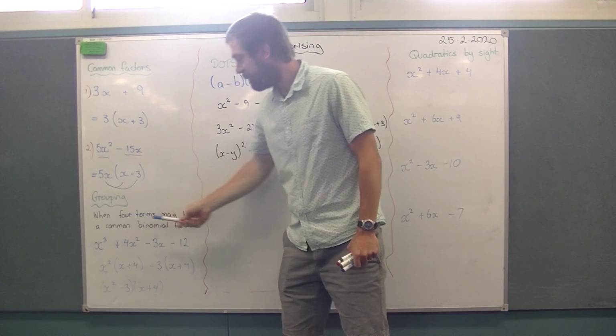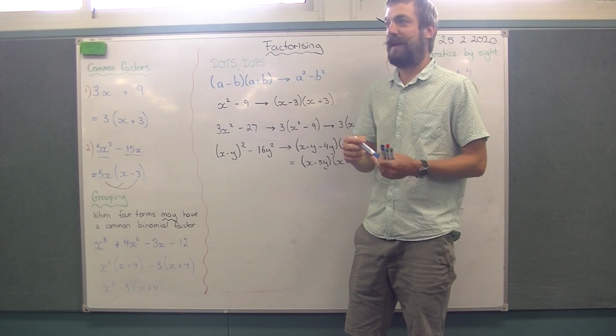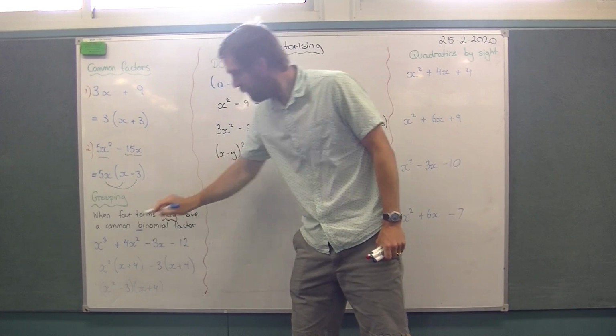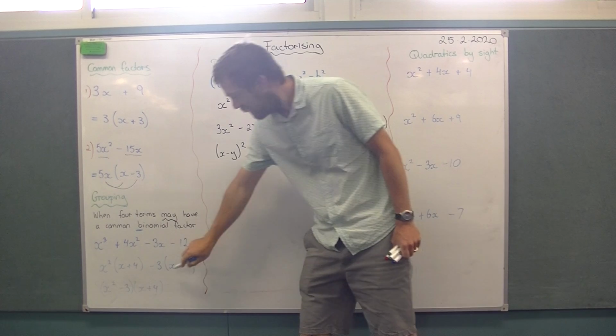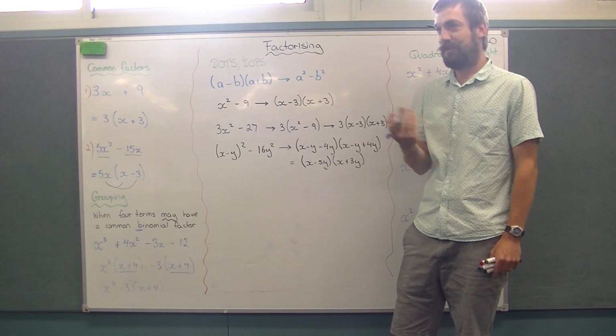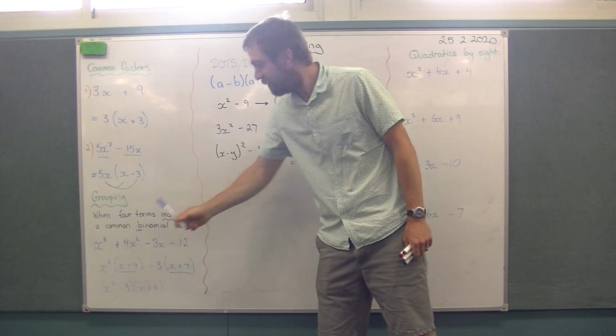It's when 4 terms may have a common binomial factor. And when I say binomial, does everyone know what that means? No. No? Bi? 2. 2? So this is a binomial factor. Oh, I remember this. 2 terms. Right? Nomial is a way of saying number.